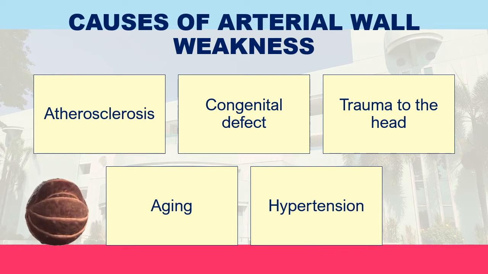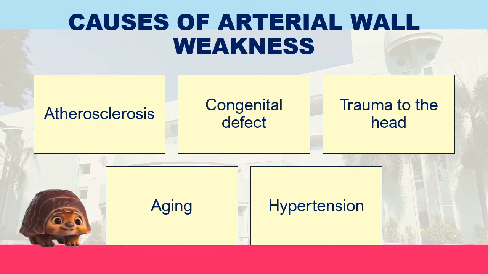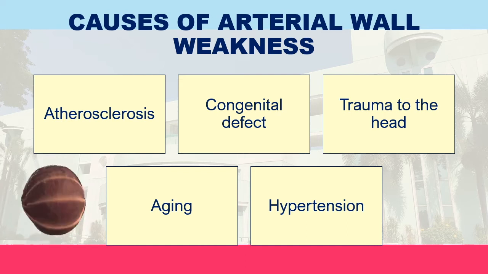Then trauma to the head, aging process, class, could also cause arterial wall weakness. And then your hypertension, which would be an increase in the blood pressure. Okay, the continuous increase in the blood pressure, class, would result in arterial wall weakness also.